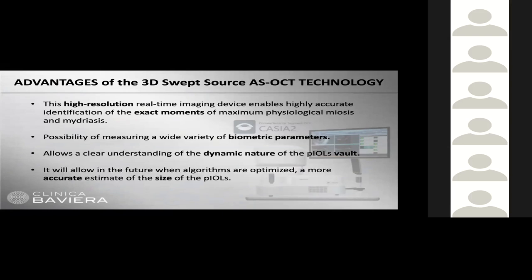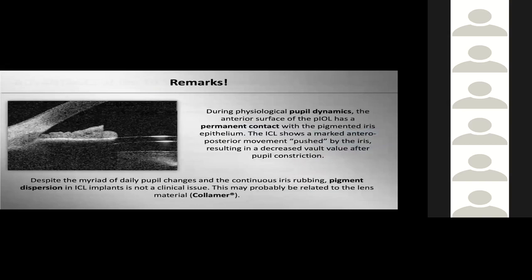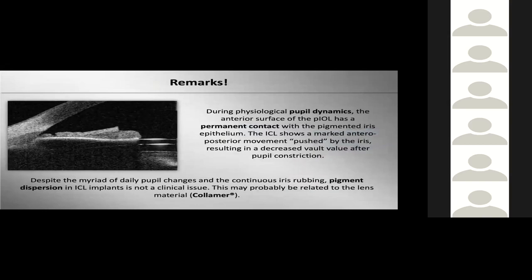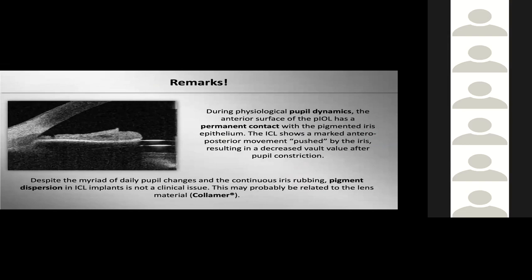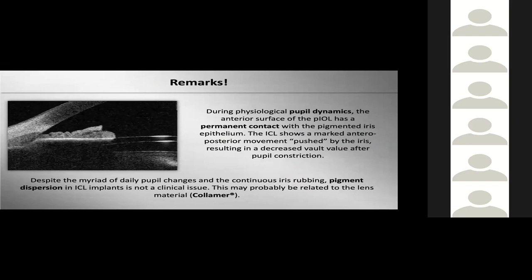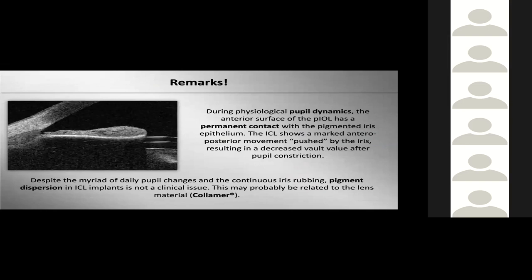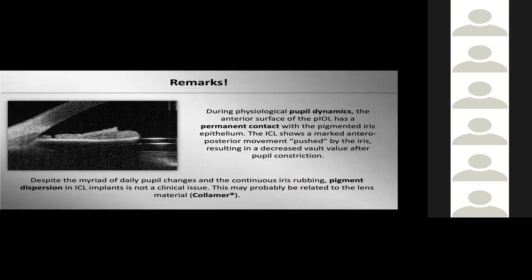In future, when algorithms are automated, they will give us more chance to estimate the size of the phakic IOL. Yeah, please let me make one more remark. As we can clearly see in the videos, during physiological pupil dynamics, the anterior surface of the phakic lens has permanent contact with the pigmented iris epithelium. The EVO ICL shows a marked anterior-posterior movement pushed by the iris, resulting in a decreased vault value after pupil constriction.